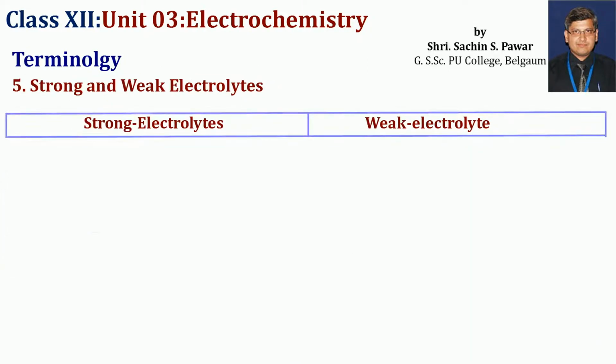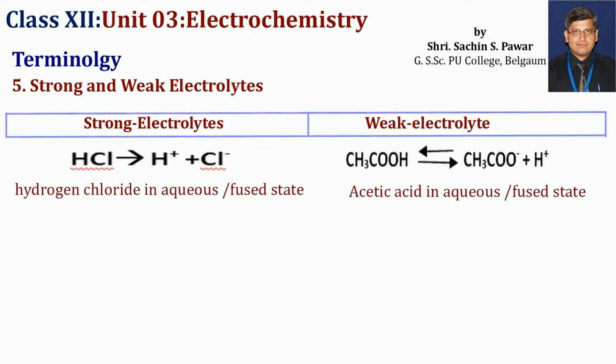Next, we shall learn strong and weak electrolytes. Please note here, electrolytes in aqueous or in fused state ionize into their respective ions. The examples are on your screen. Here, I have taken one example of strong electrolyte and one example of weak electrolyte. A strong electrolyte taken is hydrogen chloride, and as you see, when it is put in the water or in the fused state, it will ionize into H+ and Cl- ions. And here you see no reverse reaction is possible.